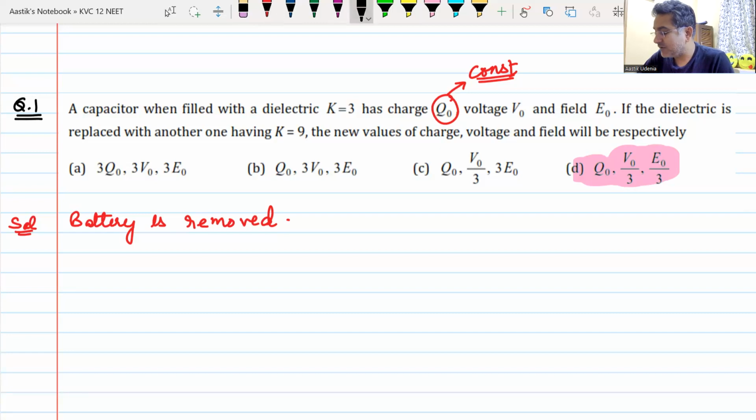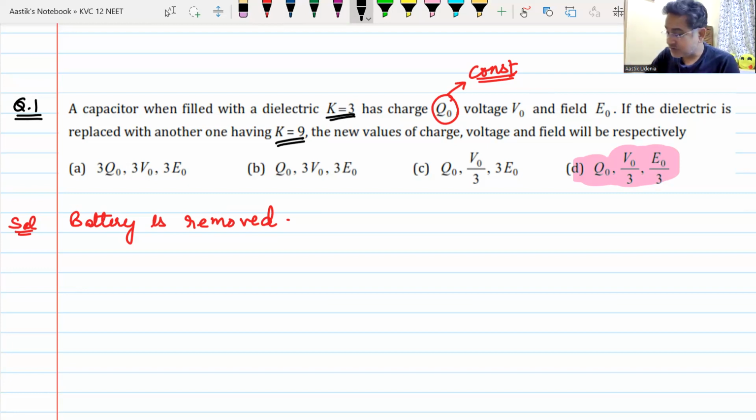Basically, we can think of it this way. K is 3, now K has become 9. So basically, it has become 3 times, right? So the value of the new K is, let us say, 3 times. Do you understand what I'm saying? Or you can do it this way.